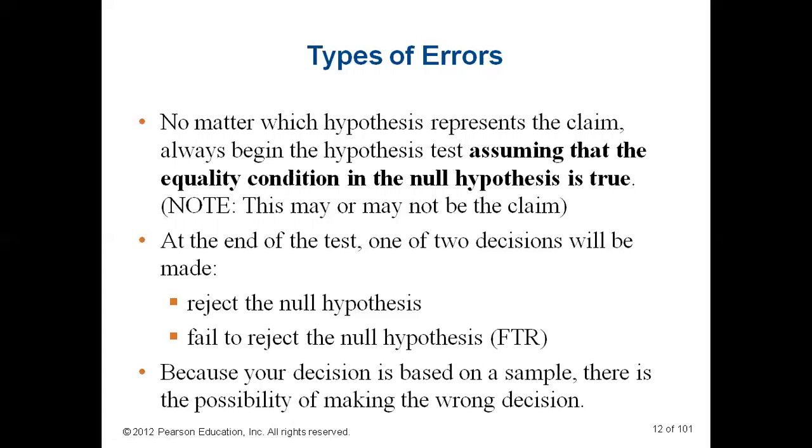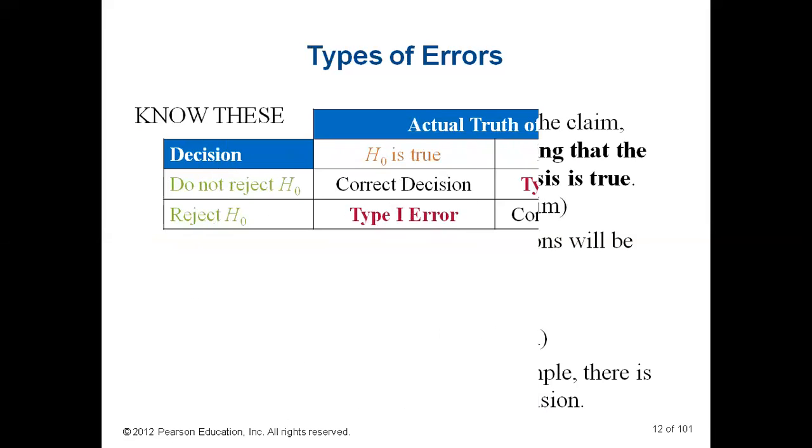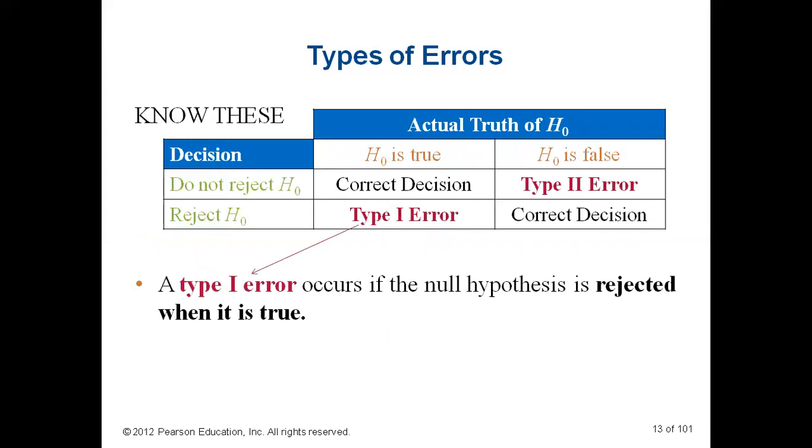Because your decision is based on a sample, there is a possibility of making a wrong decision. Obviously, maybe we are selecting a wrong sample. So if we select a wrong sample, then our decision will be wrong. So there are again chances of error. Whenever our null hypothesis is true and we do not reject it, we are taking the correct decision. If our null hypothesis is false and we reject it, it is a correct decision.